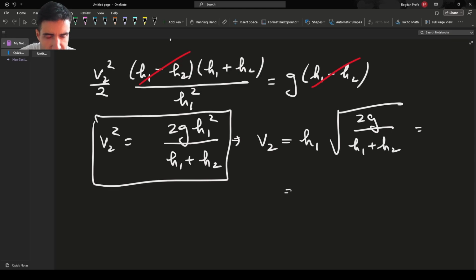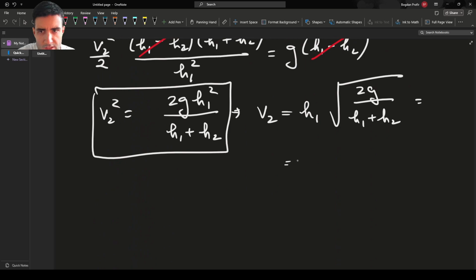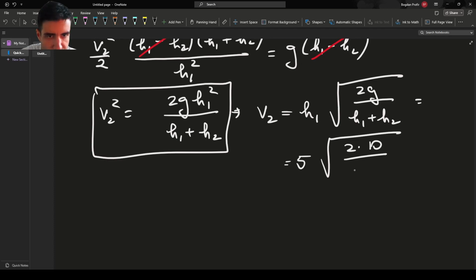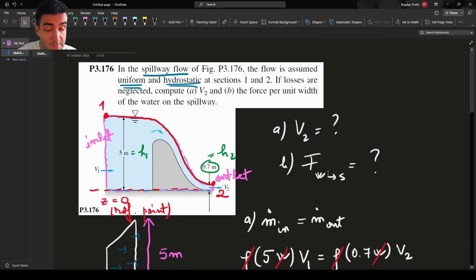And if we put the numbers in, I think this will come out as 9.3 or something. So H was 5, I believe. I'm going to take g as 10. So we have 5 plus 0.7, so that's 5.7. And this should give us, so 20 divided by 5.7, square root, times 5. So it's about 9.36 meters per second. And that's part A. Now part B is asking us to find this force.